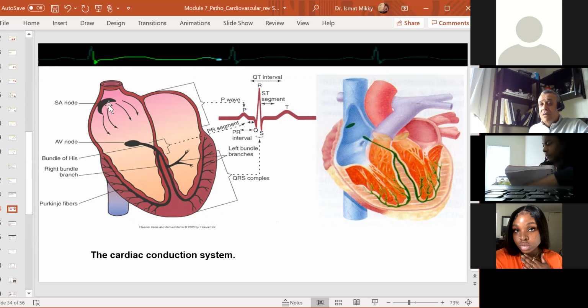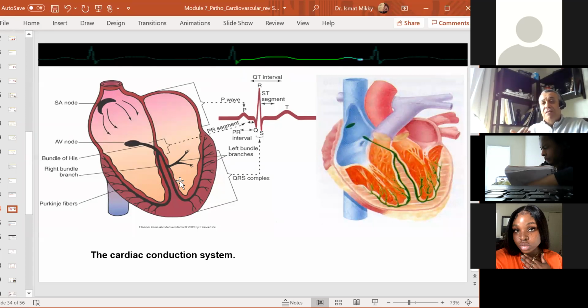It fires the impulse naturally, spontaneously, continuously. So the SA node fires the impulse, innervates the atria, and then the impulse reaches the AV node, then the bundle of His and the Purkinje fibers. That's the normal conduction system. The impulse fired from the SA node is supposed to be transmitted normally, with a natural delay at the AV node, and then to innervate the ventricles. So that's the electrical activity of the myocardium, of the conduction system.